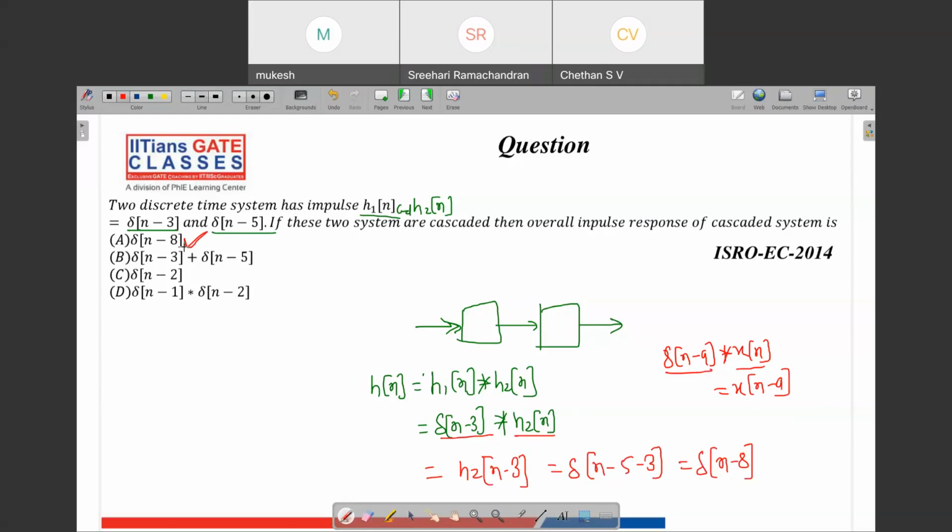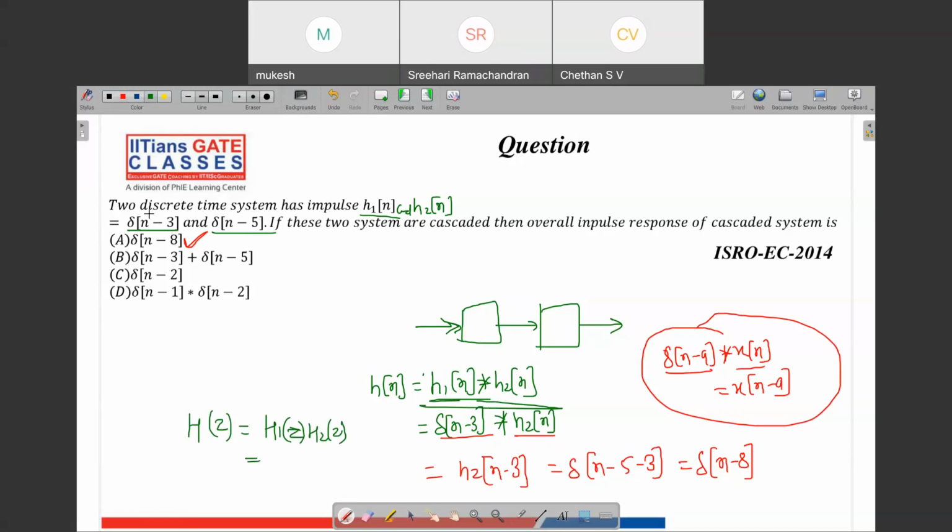Now here, if you are confused about this property, you can solve this problem in the z domain also. Since this is a convolution, in the z domain it will be multiplication. So it will become H(z) equal to H1(z) times H2(z). Now what is H1(z)? This is delta[n minus 3], so H1(z) will be z to the power minus 3, and H2(z) will be z to the power minus 5. So effectively it is z to the power minus 8. When you take the inverse, it will be delta[n minus 8]. Anyone has any doubt?